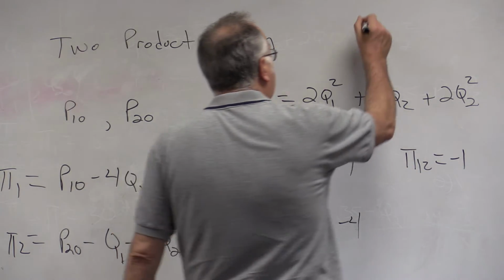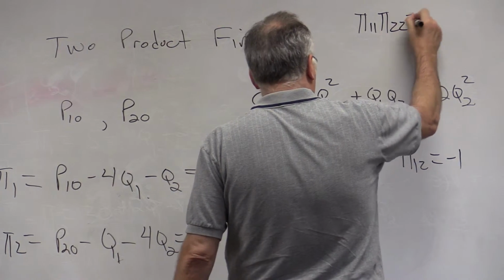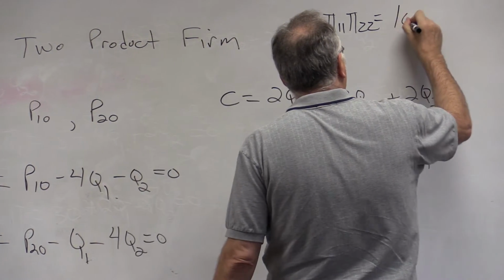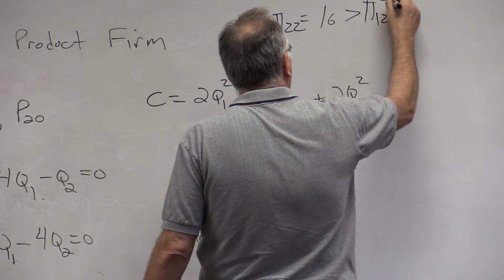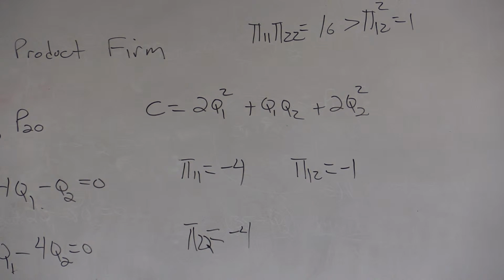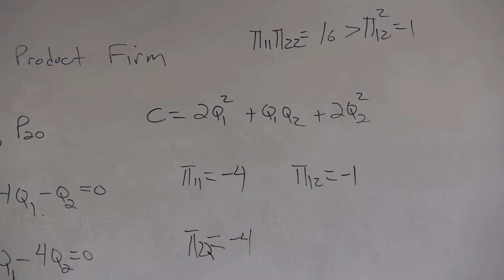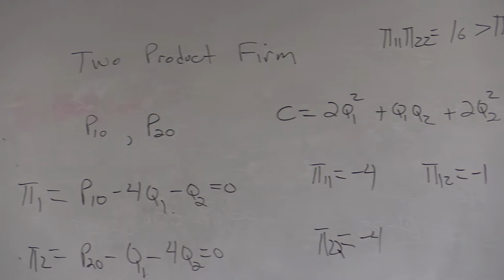And pi 1, 1 times pi 2, 2 is always 16, which is greater than pi 1, 2 squared, which is 1. Therefore, this second order total differential is negative definite everywhere.